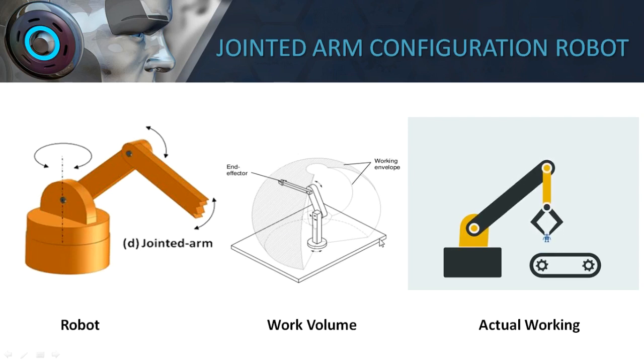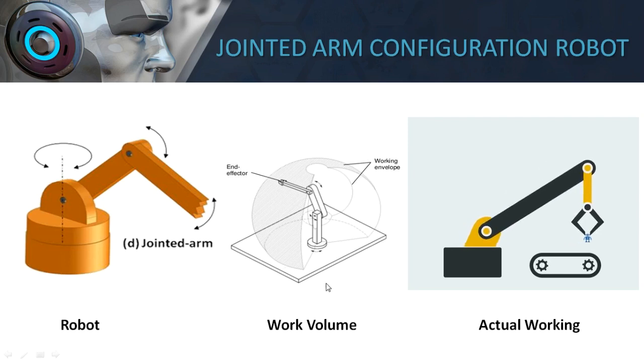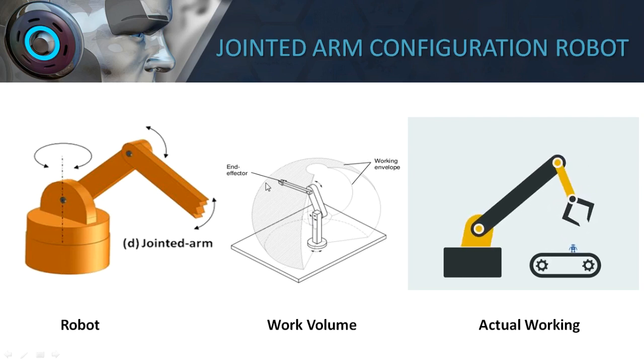This image is speaking about the work volume of the robot, that is the jointed arm configuration robot. Here the workspace is somewhat irregular, and that is why you can say that the workspace is irregular. So the actual working of the robot is shown here.